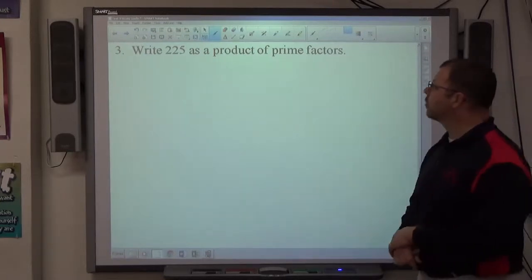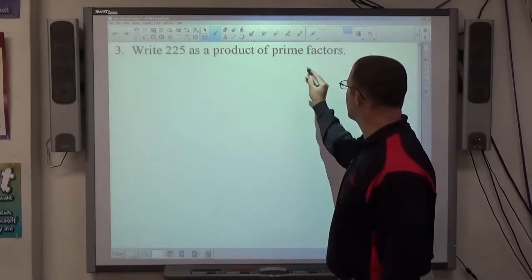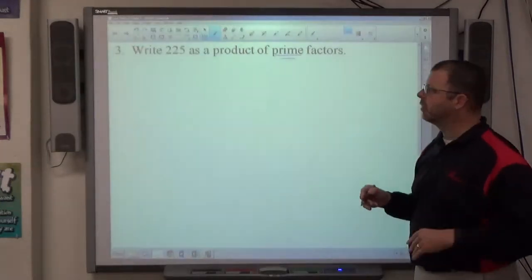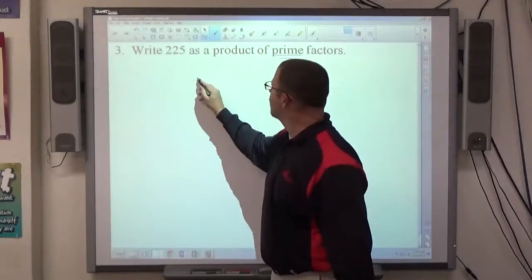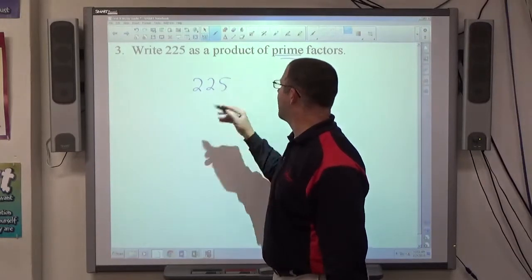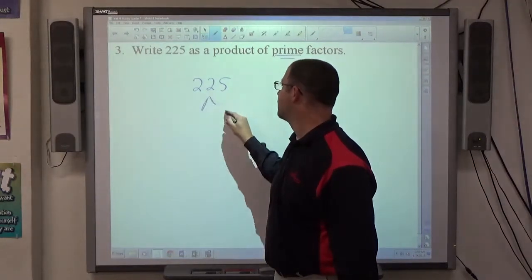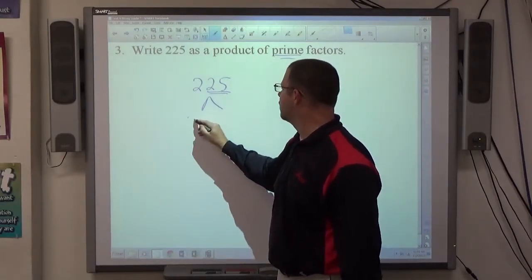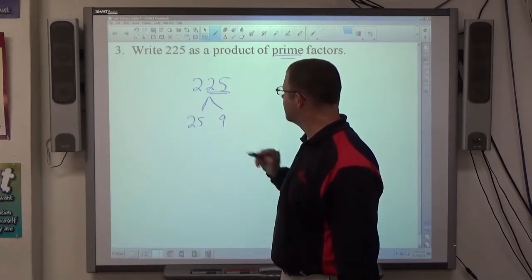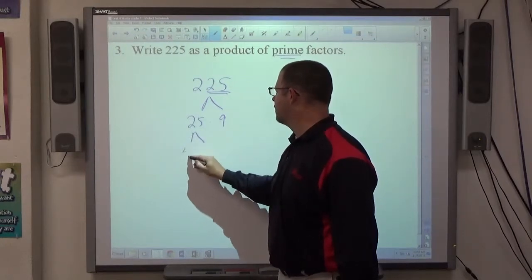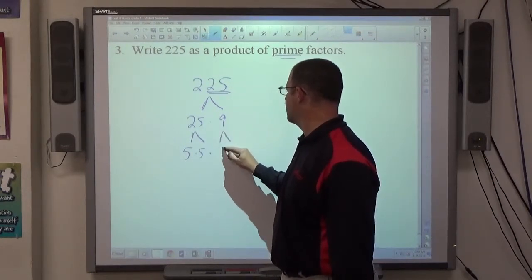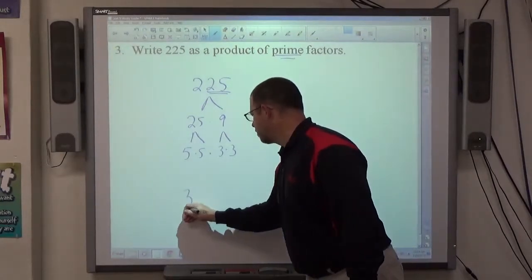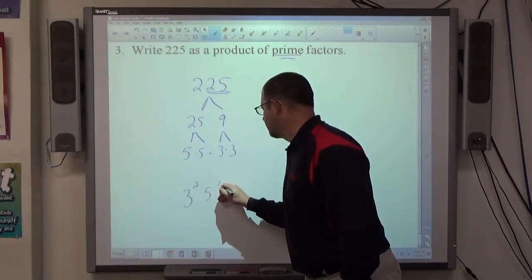Number 3, write 225 as a product of prime factors. We are looking for prime factors, so prime numbers 2, 3, 5, 7, 11, 13, and so on. The first thing to do a factor tree is simply find a single number that you know goes into it. 25, since the last 2 digits are 25, 25 goes into it, so 25 times 9. 25 is 5 times 5, and 9 is 3 times 3. So that's the answer. 3 squared times 5 squared.